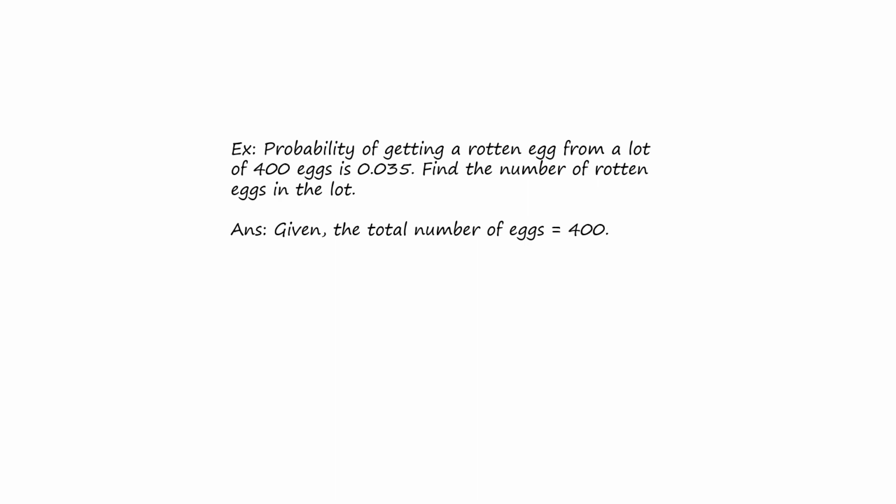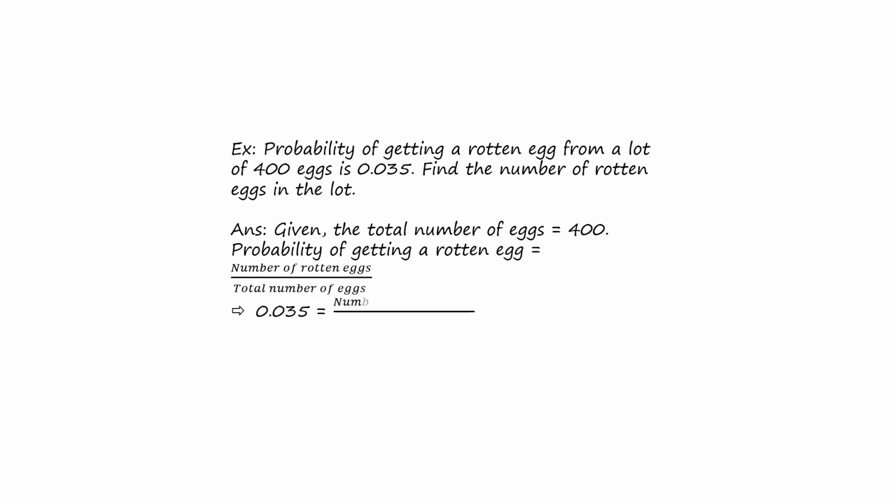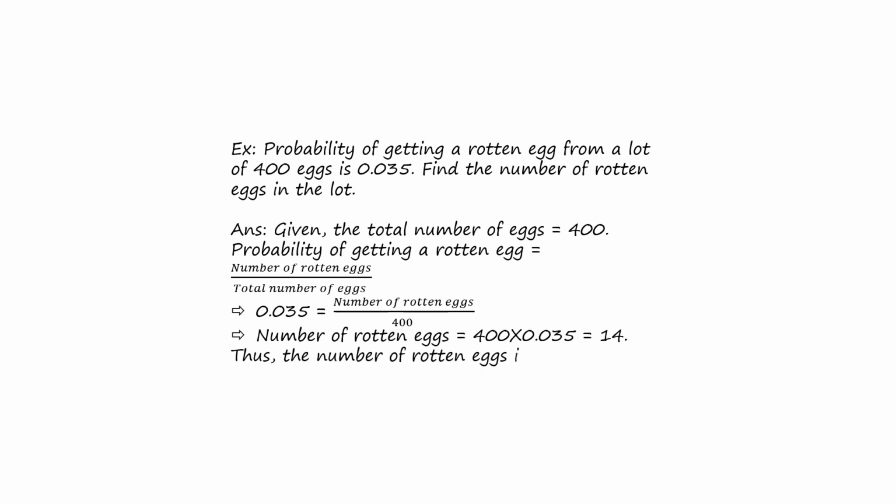Given that the total number of eggs is 400 and the probability of getting a rotten egg is number of rotten eggs by total number of eggs. So putting the values, we get 0.035 equals number of rotten eggs by 400, or number of rotten eggs is 400 into 0.035, which is equal to 14. Thus, the number of rotten eggs in the lot is 14, is the answer.